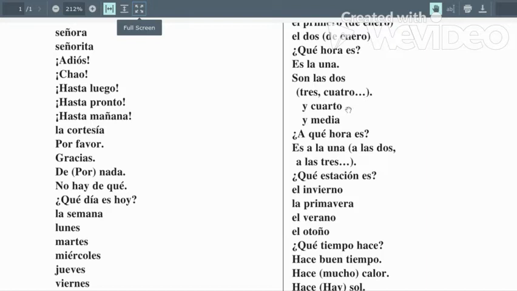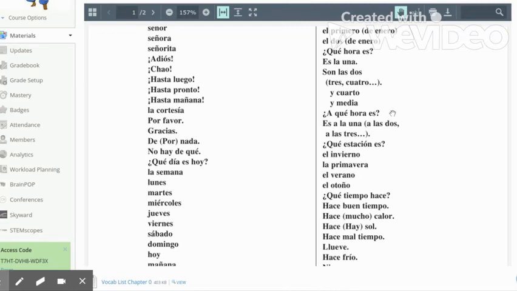Please write that down. Y cuarto would be like and 15, so quarter after. So son las dos y cuarto is 2:15. So y media means and 30 or and half. So son las dos y media, it's 2:30. Just know that's the half hour. So every half hour. ¿A qué hora es?